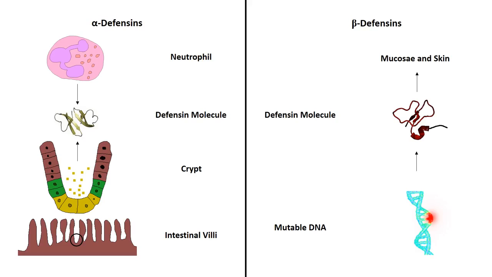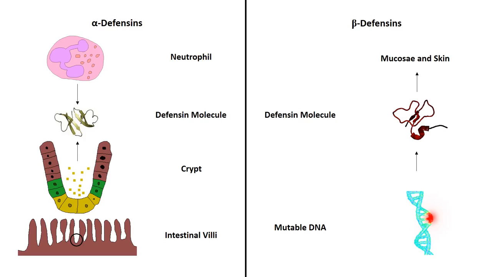A major part of the innate epithelial protection are defensins. Defensins come in two basic subclasses, alpha defensins and beta defensins. Alpha defensins are secreted by neutrophils and special cells in the small intestine. The small intestine, by the way, has small hair-like organs called villi. The trenches of these villi are called crypts. The cells in the crypt release alpha defensin molecules.